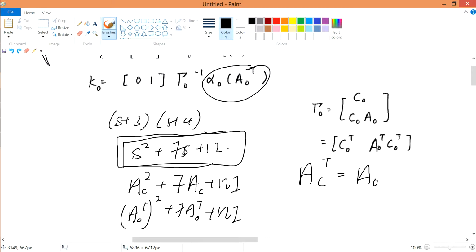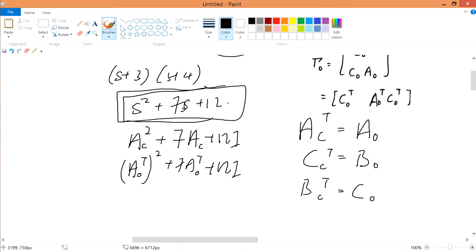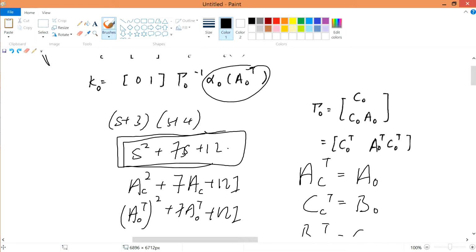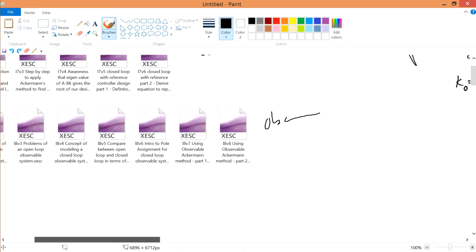Okay, alright, so then CCT equals to BO and things like that. These are the duality transformations. This is for the observable side, this is for the controllable side. The controllable can be transposed into the observable one. Alright, these are the rules, and therefore these are the things that you need to take note of for the Ackermann's method.